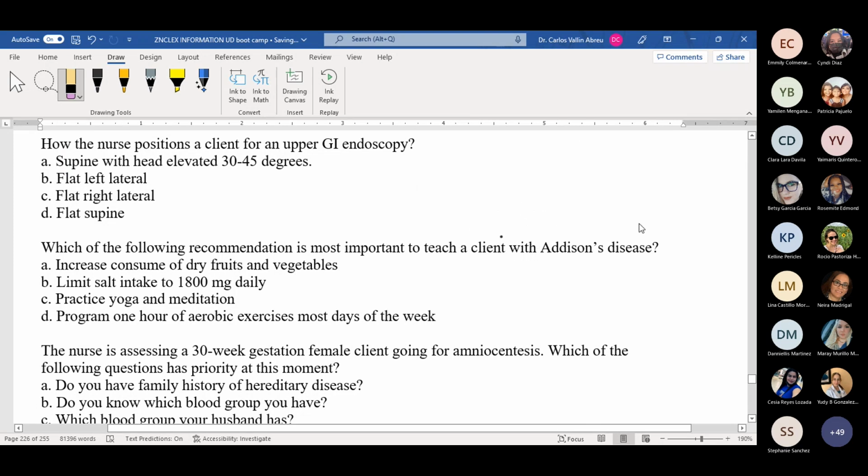I'm just trying to remember the question that I saw, positioning for procedures in echoes.